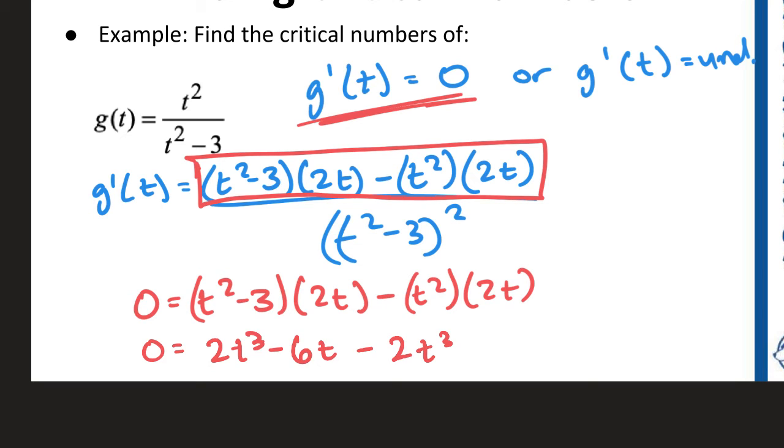If I go ahead and cancel out these pieces here, these are going to cancel out, and I'm left with 0 is equal to negative 6t. So what's the only thing I can plug in for t to make it 0? Well, t equals 0 is a critical point from doing that right there. So that's one that makes g prime of t equal to 0.